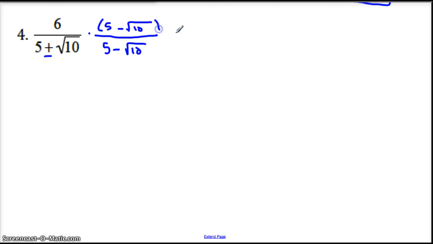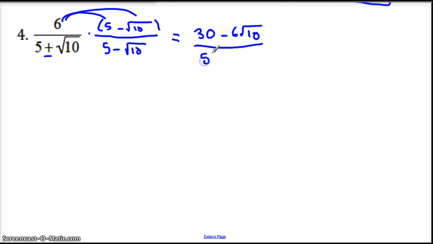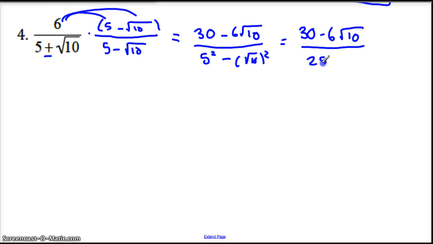Now we're going to distribute, or multiply the numerator, so we get 6 times this whole guy, which gives us 30. 6 times 5 is 30, minus 6 radical 10, all over, first one squared, always minus the second one squared, so that's square root 10 squared. Alright, what does that give us? Well, the top we can't simplify again, so we're just going to get 30 minus 6 radical 10 over 25 minus 10.